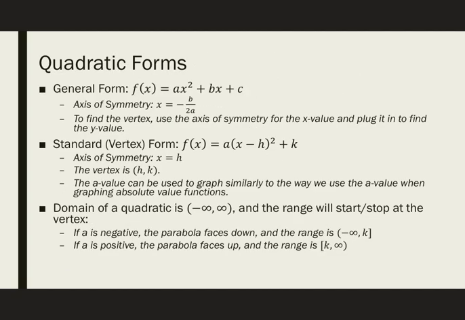Okay, quadratics come in two basic forms. You're going to have your general form, which is f of x is ax squared plus bx plus c. To find the axis of symmetry, or the x coordinate for the vertex, we take negative b over 2a. Now I did not just make that up out of nowhere. It is the first part of the quadratic formula.